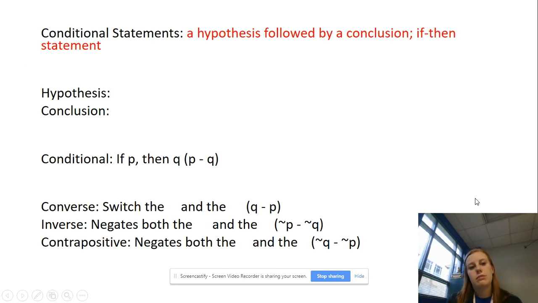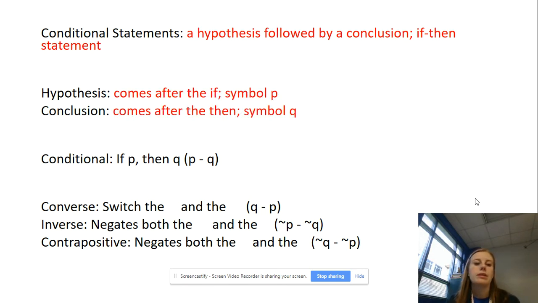So a conditional statement is just a hypothesis followed by a conclusion, and we are using them as if and then. So all of these statements are going to use both of those words, if, then. Our hypothesis comes after the if, and we use the symbol P. Our conclusion comes after the then, and we use the symbol Q. So our conditional statement is if P, if the hypothesis, then Q, then the conclusion.